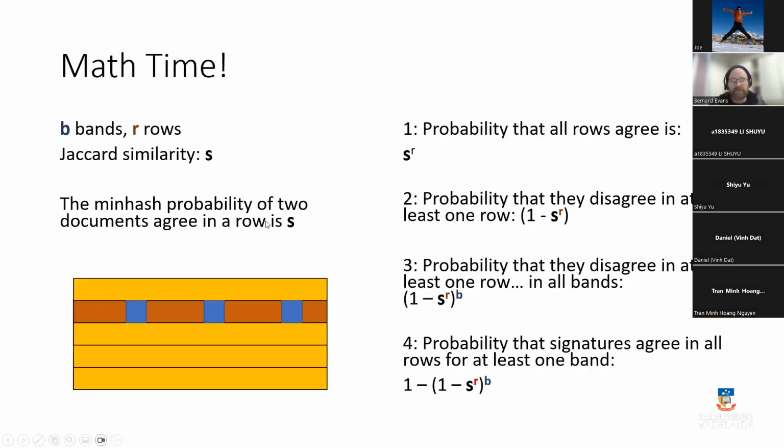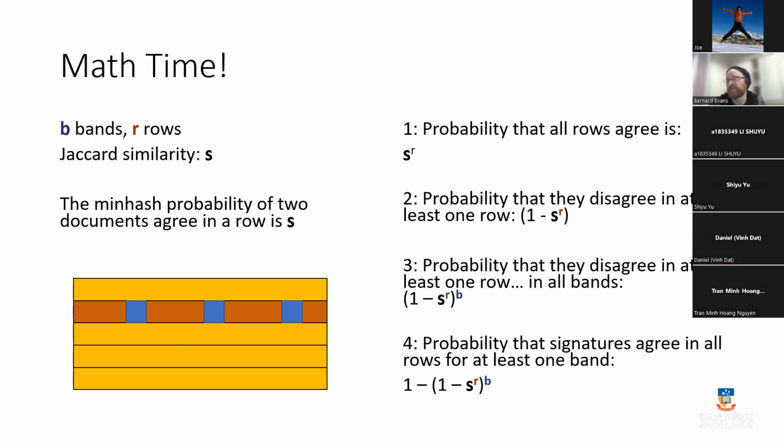Okay. So I've got B bands and R rows and Jaccard similarity of S. The min hash probability of two documents agreeing is S. Okay, so that's fine. So I say there's a 50%, 80% chance that they're the same. The probability that all the rows agree. Now there are lots and lots of rows. What's the probability that they're all going to agree? The probability that they all agree is basically the Jaccard similarity to the power of R, right?